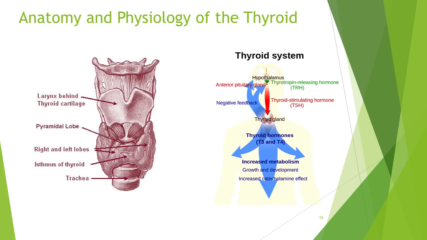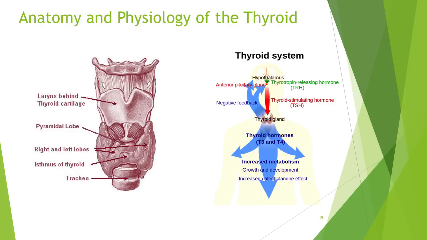The thyroid gland is a small ring-shaped gland that sits anterior to the trachea just below the larynx. There's a right and left lobe, as well as an isthmus, which is in the center. The thyroid system in itself is a system which is based on negative feedback. So essentially, the hypothalamus detects levels of T3 and T4, and if they're too low, then they send a signal to stimulate thyroid stimulating hormone, which then triggers more production of T3, T4.